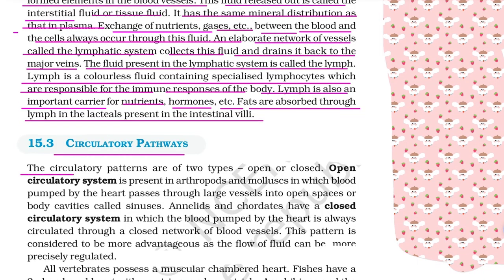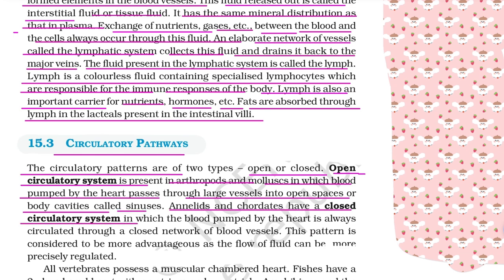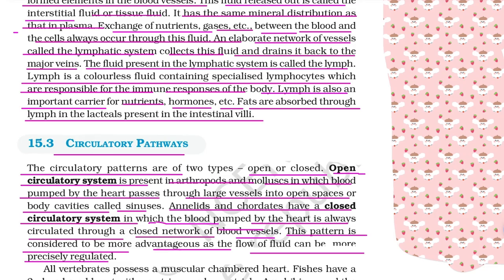Circulatory pathways. The circulatory patterns of the two types: open or closed. Open circulatory system is present in arthropods and mollusks, in which blood pumped by the heart passes through the large vessels into open spaces or body cavities called sinuses. Annelids and chordates have a closed circulatory system, in which the blood pumped by the heart is always circulated through a closed network of blood vessels. This pattern is considered to be more advantageous as the flow of fluid can be more precisely regulated.